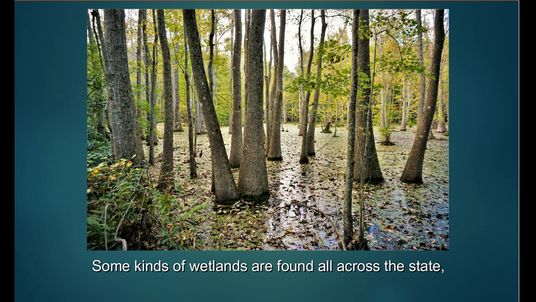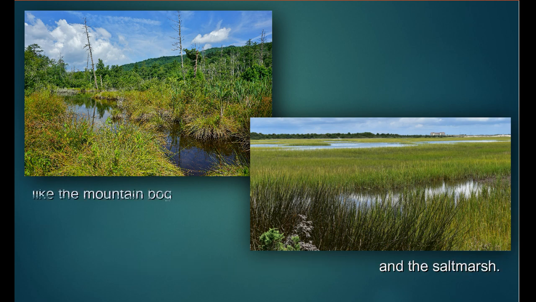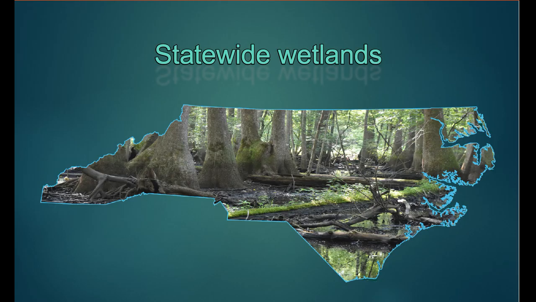Some kinds of wetlands are found all across the state, and some kinds are only found in one ecoregion, like the mountain bog and the salt marsh. Statewide wetlands.